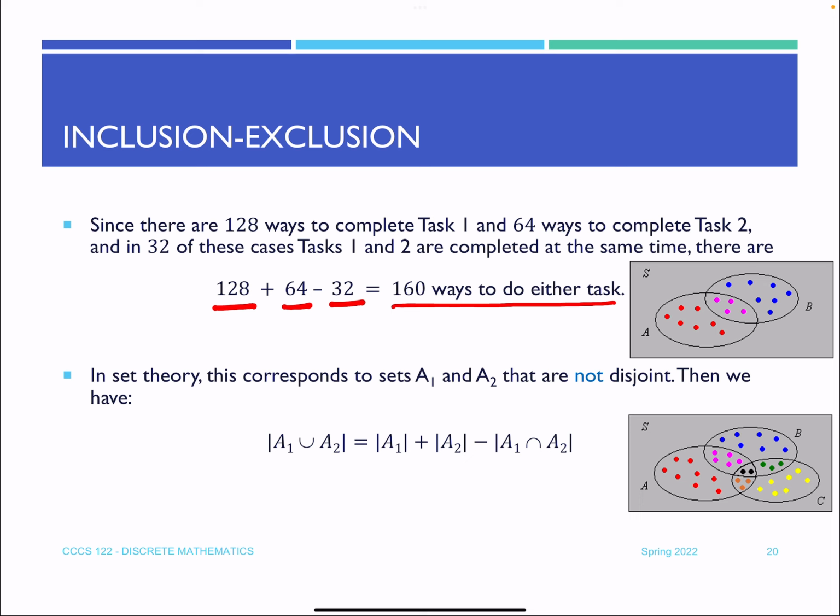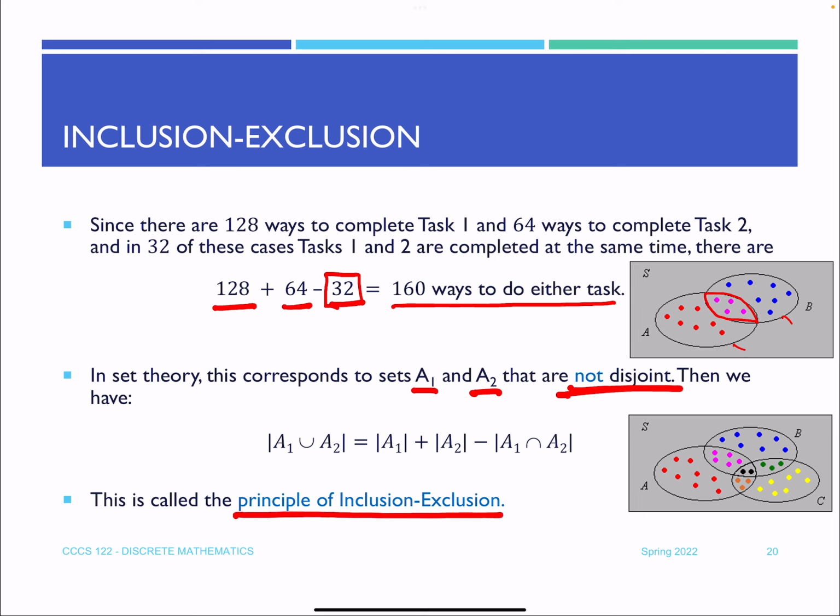In set theory, this corresponds to two sets A1 and A2 that are not disjoint. The elements in the overlapping region are basically being counted twice, and we are subtracting those from the sum of the cardinalities of A and B. This is called the principle of inclusion-exclusion.